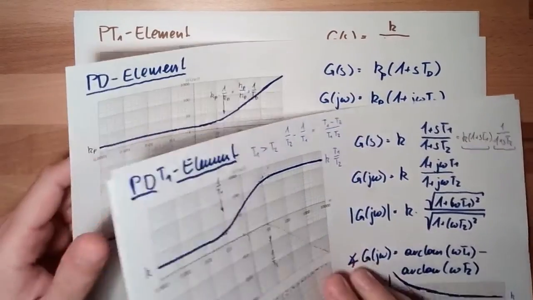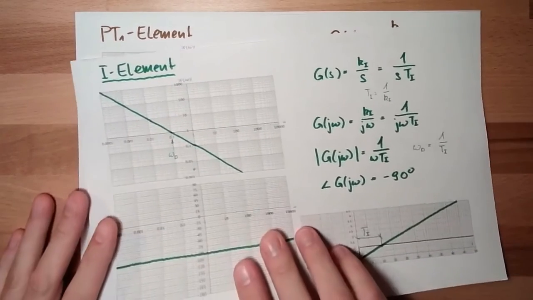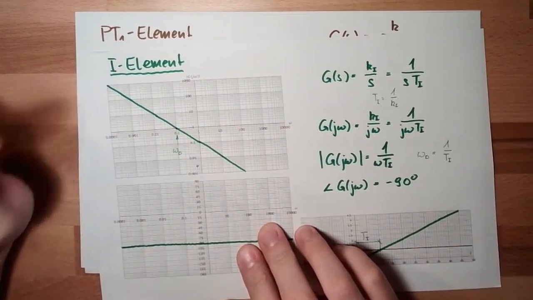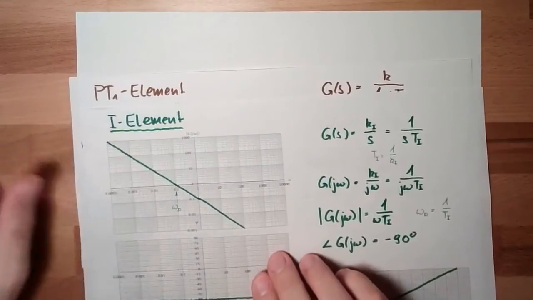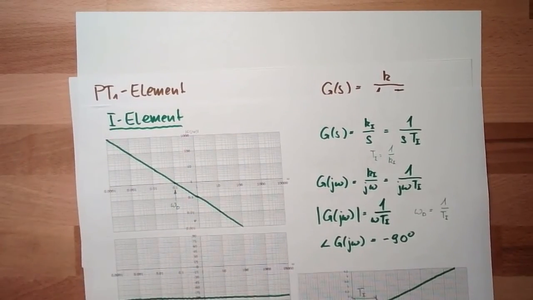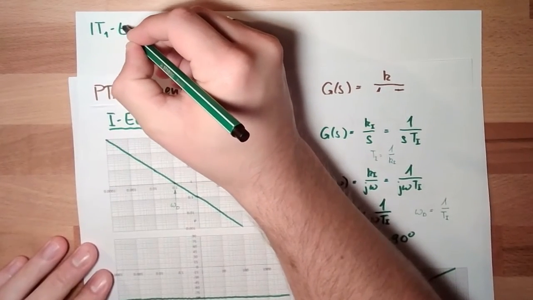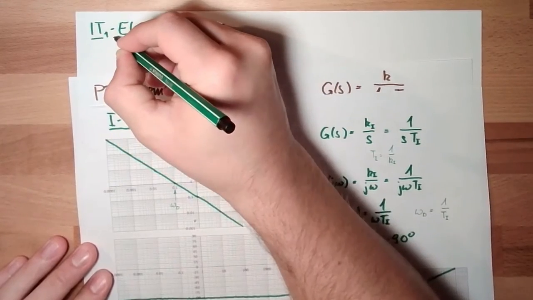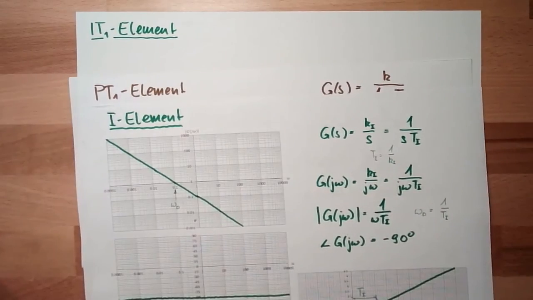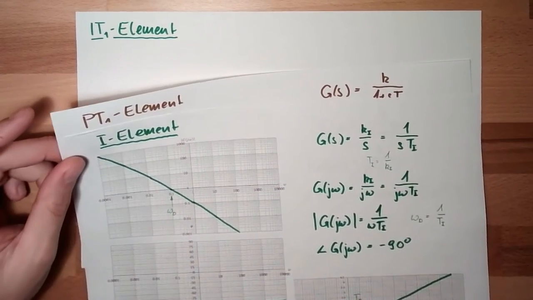Okay. And now, big question, I element plus PT1 element, how will this element be called? Of course, this would be called IT1 element. IT1 element. This is the next base element, the next combined standard element we're talking about.